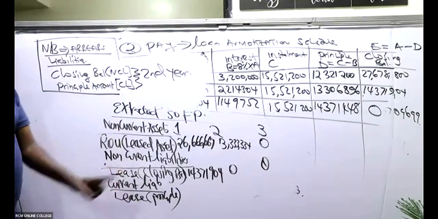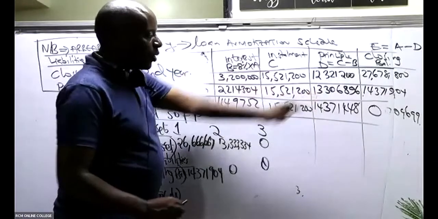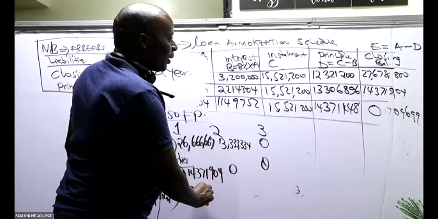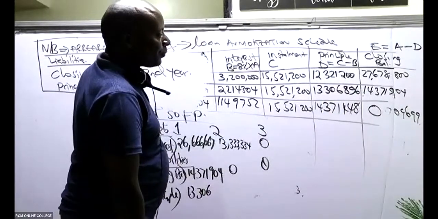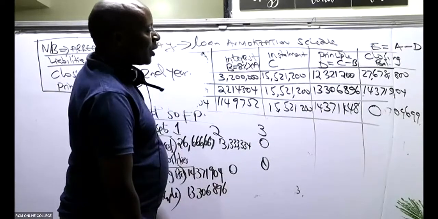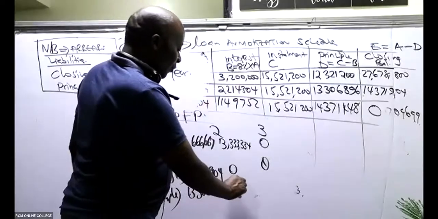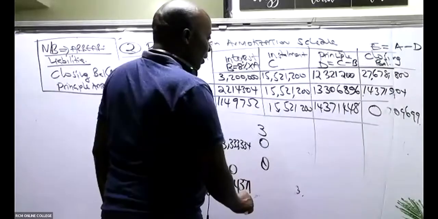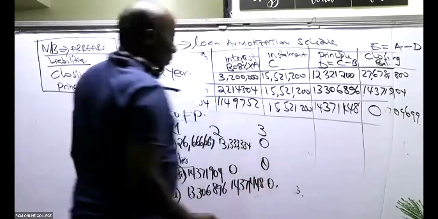And for the principal amount, you also start from year 2. You say 13,306,896, and then this one here, you always ignore year 1. 14,371,448. The other one is 0 because there are 3 years.